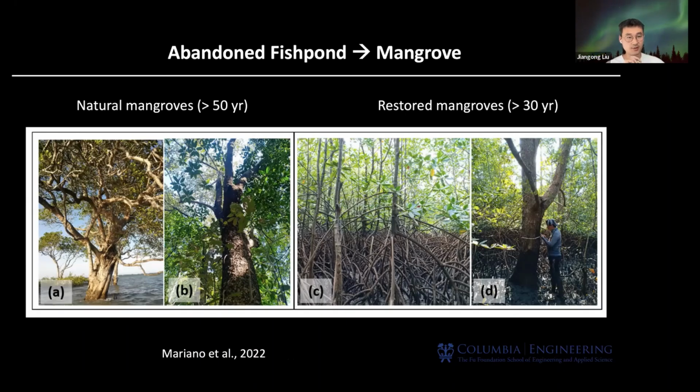And there are already some efforts in some countries. For example, this is a study in the Philippines. The two figures on the left show the natural mangroves, and the two figures on the right show restored mangroves from abandoned fish ponds. The fish pond was totally destroyed during a tsunami like 40 years ago. After that, the government began to restore the site to a mangrove. And now we can see the mangroves there are really healthy, and basically I can't tell this is a restored site.